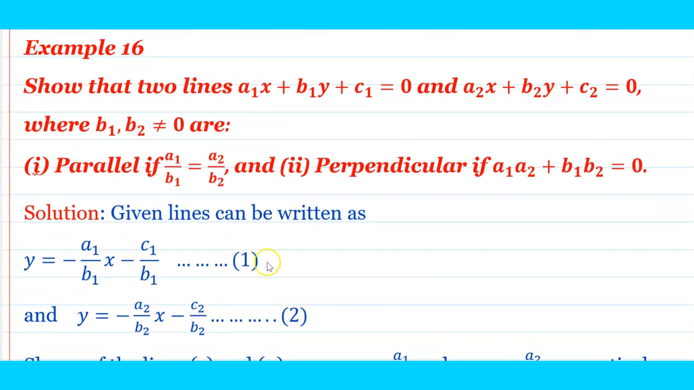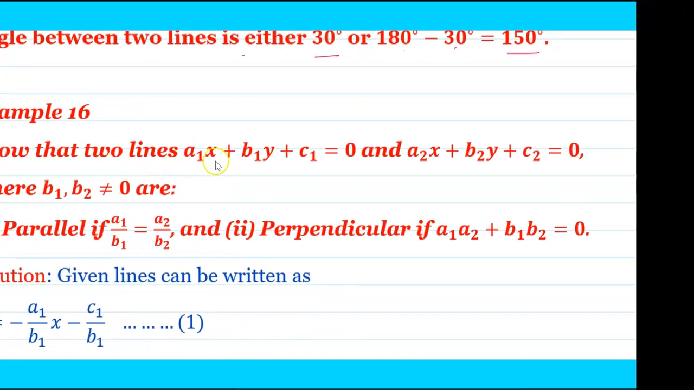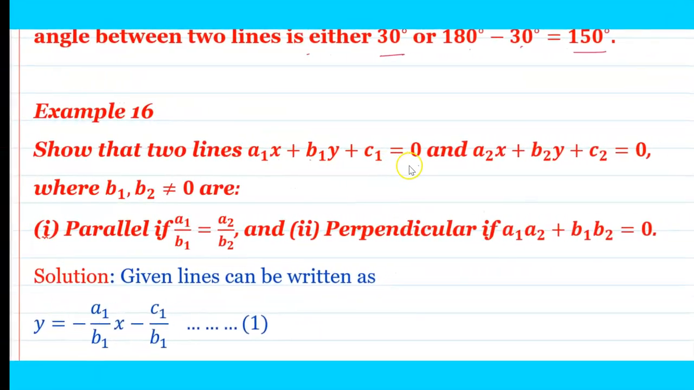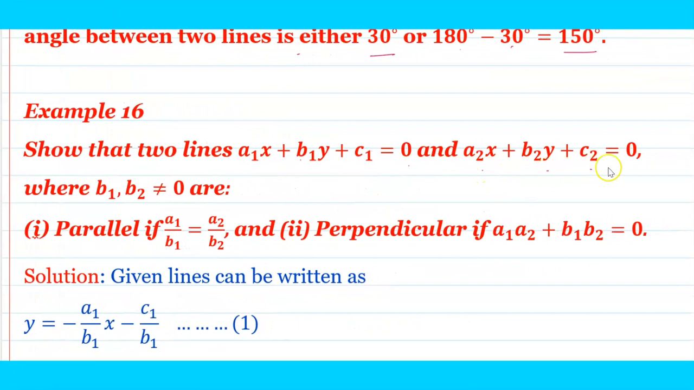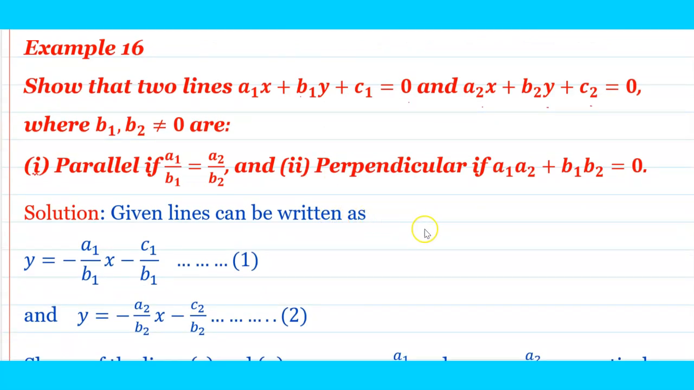Now the next problem, show that two lines a1x plus b1y plus c1 is equals to 0, a2x plus b2y plus c2 is equals to 0, where b1, b2 are not equals to 0. Okay, if a1 upon b1 is equals to a2 upon b2, then the lines are parallel. Second, if a1 into a2 plus b1 into b2 is equals to 0, then the lines are perpendicular to each other. Now the first equation, that is a1x plus b1y.